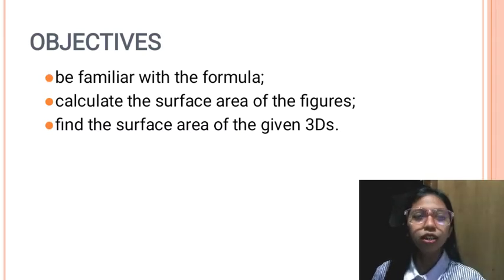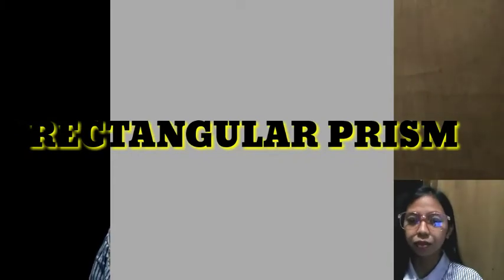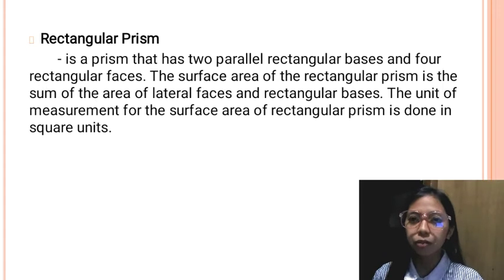So now, we will tackle the rectangular prism. So what is a rectangular prism? A rectangular prism is a prism that has two parallel rectangular bases and four rectangular faces.